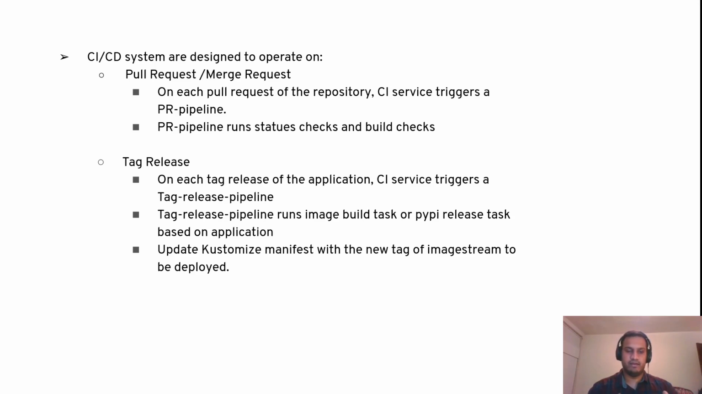Once this task is run, the task based upon the application will either release the image to the PyPI index, or else it creates the container image and passes it to the image registry, and then updates that tag into the customized manifest so that it can be deployed into the Kubernetes orchestration, OpenShift. So this is what we focused on, and this is what the requirement was and how we designed it.